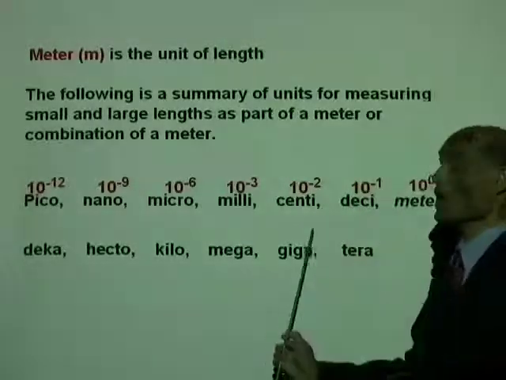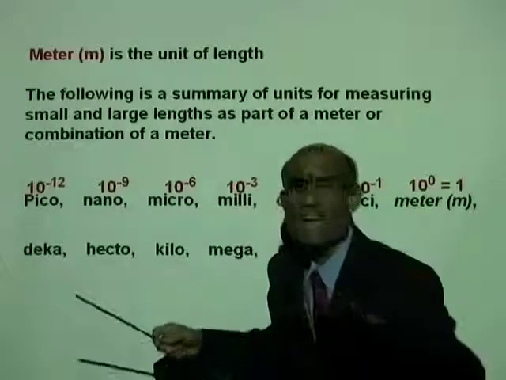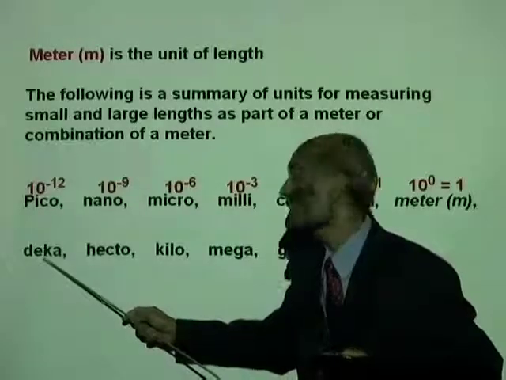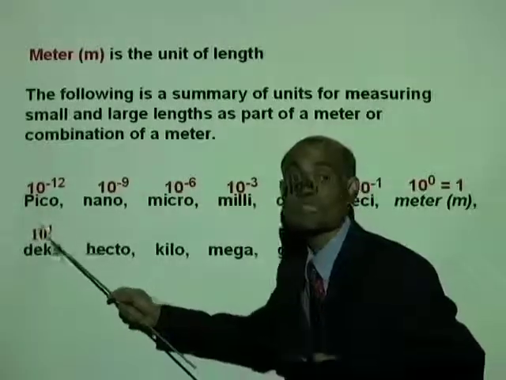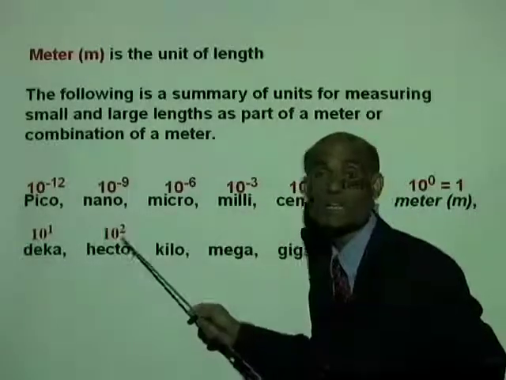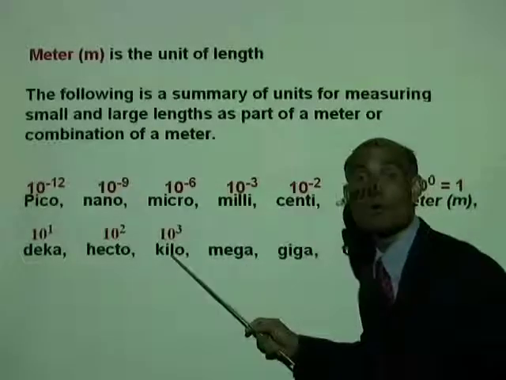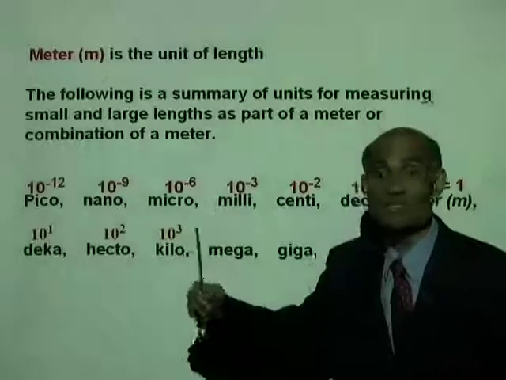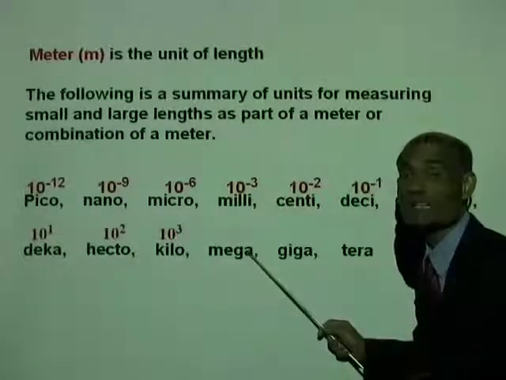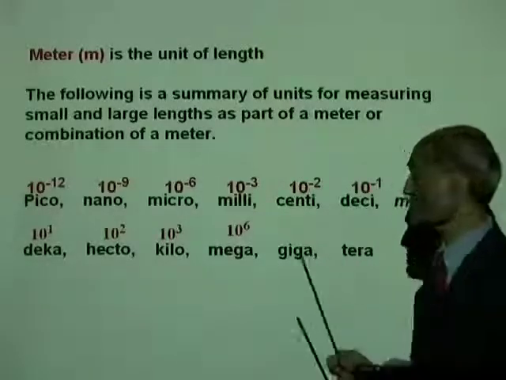Let's now go for large distances. What does deca mean? What's a decade? A decade is 10 years. A decameter is 10 meters, 10 to the power of 1. A hectometer is 100 meters. A kilometer is 1,000 meters, 10 to the power of 3. A megameter is 1,000,000 meters, 10 to the power of 6.